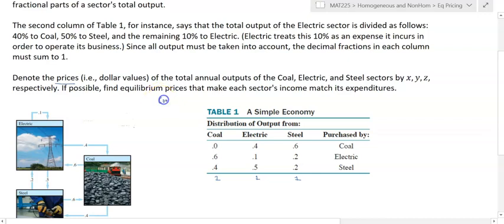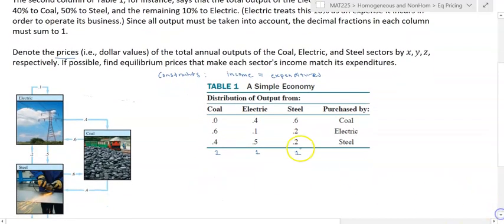So the constraints that we're dealing with here, and I'll just write them generally because there's going to be three sets of constraints, one for coal, one for electric, one for steel. We want to make sure that income equals expenditures. So for example, just as an example, let's say X is equal to 100. Okay, so what does that mean? Well, that means $100 of coal produced.